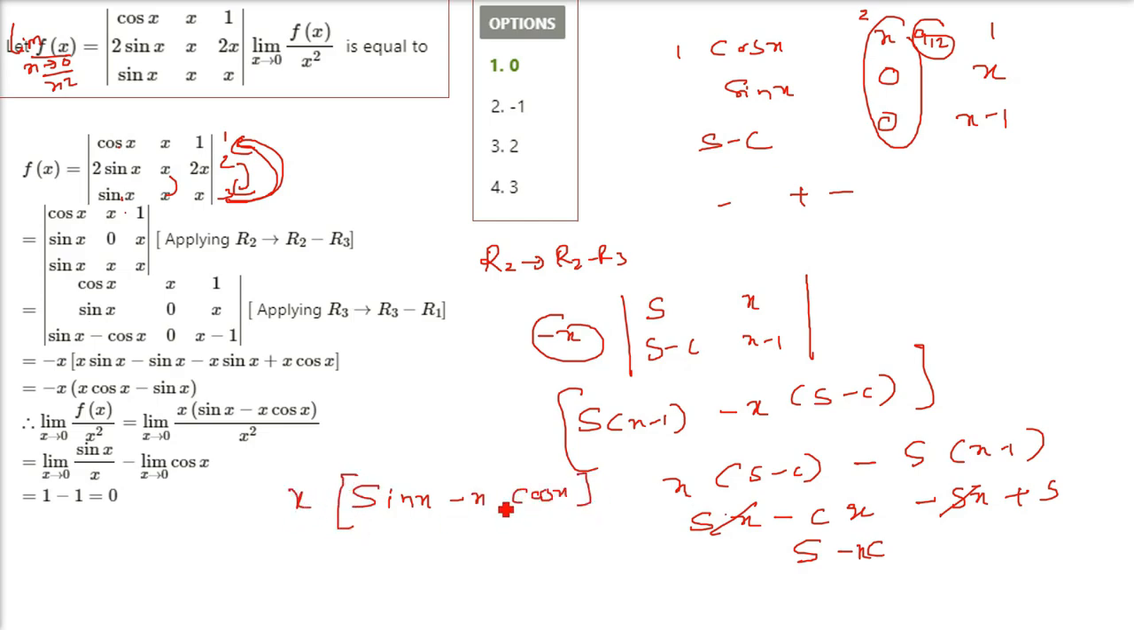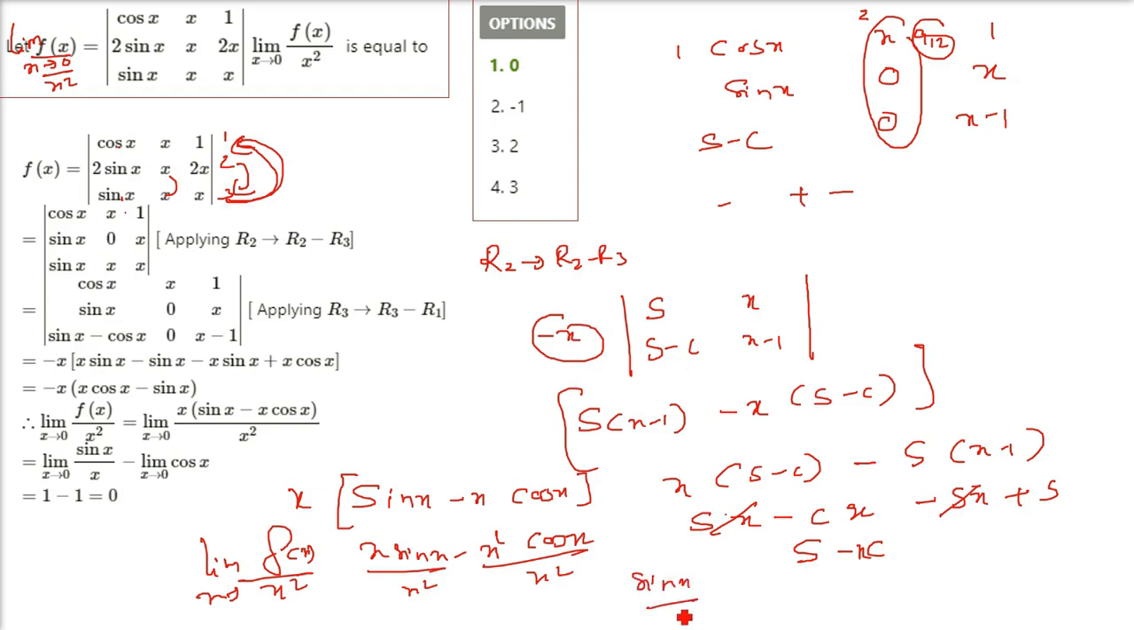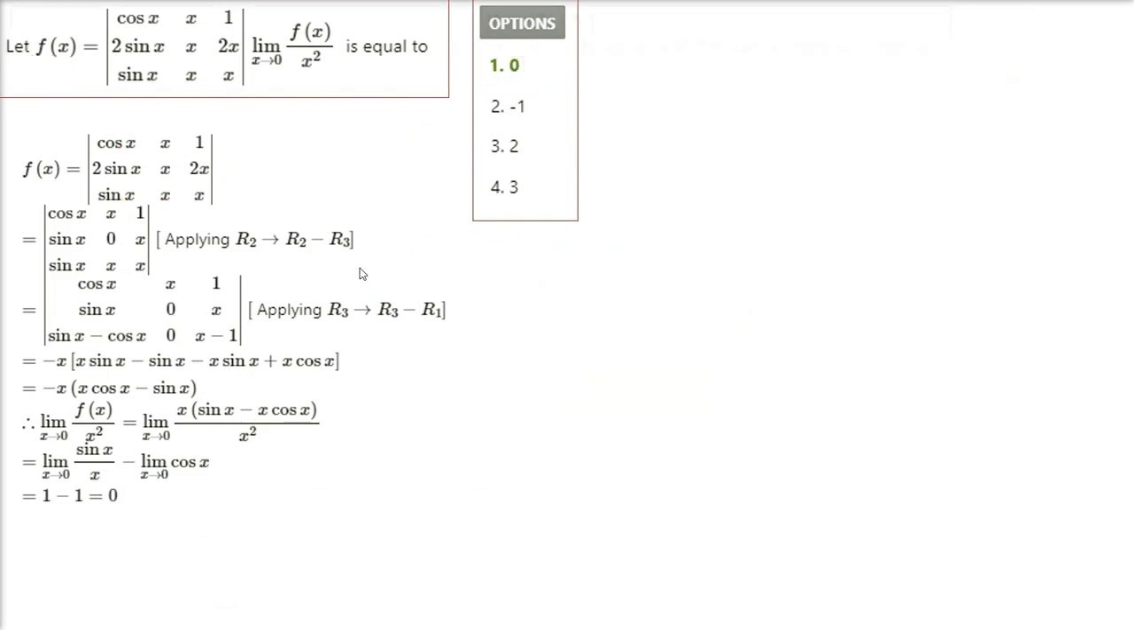So now multiply this x inside, and then we'll take the limit x tends to 0 after dividing by x square. So f(x) by x square: we have to divide by x square first. So x square by x square, and this becomes sin x by x. The limit x tends to 0 we will apply. The x square gets cancelled. For cos x, the limit x tends to 0 is going to be 1. Sin x by x, limit x tends to 0, is always 1. Minus cos x again, this is going to be 1. 1 minus 1 is 0.